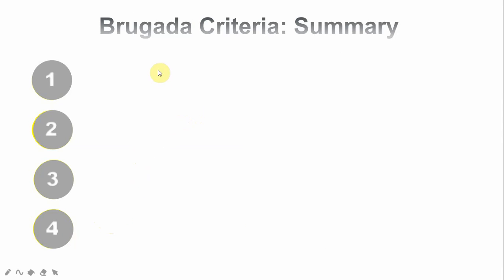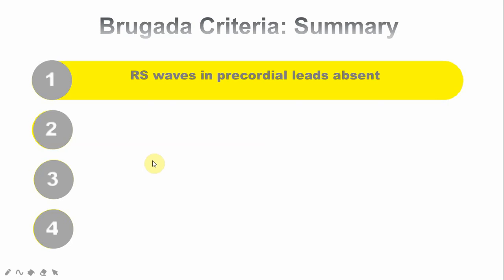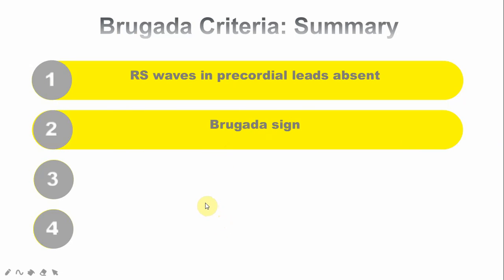So this patient has got Brugada criteria based on 4 steps. Step 1 is the absence of the RS wave. So either there is a positive deflection or there is a negative deflection in V1 to V6. That is highly likely to be VT with a specificity of 100%, and sensitivity is not that great, 21%. So if this first criteria is absent, then we'll go to step 2, which is Brugada sign.